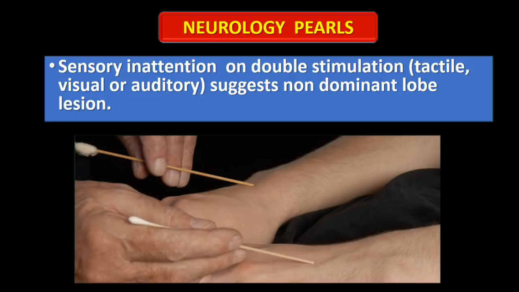Another feature of the non-dominant lobe would be sensory inattention. So, if you put 2 stimuli on both sides, the left and right hand, he would be able to recognize if the stimulus is on the left, if the stimulus is on the right, but put them all together, the patient would not be able to recognize one side.